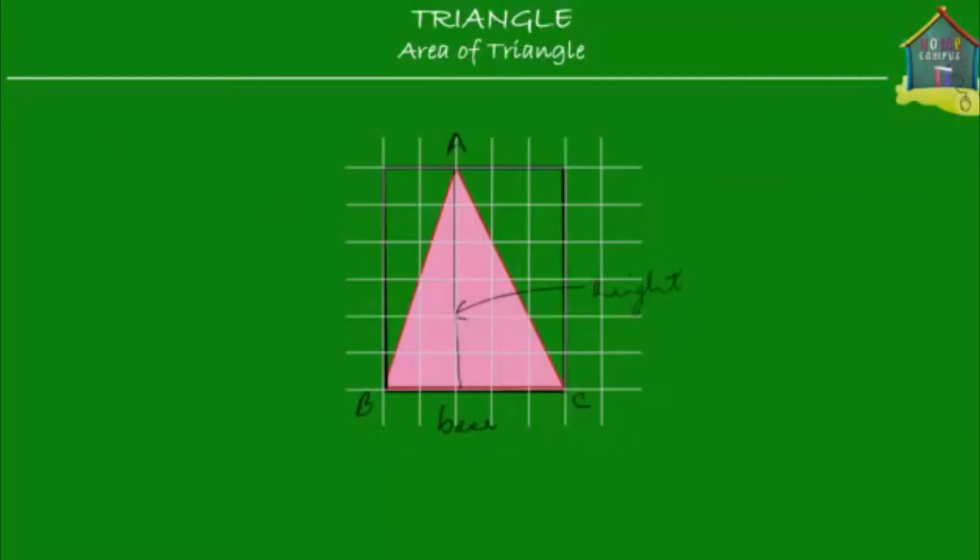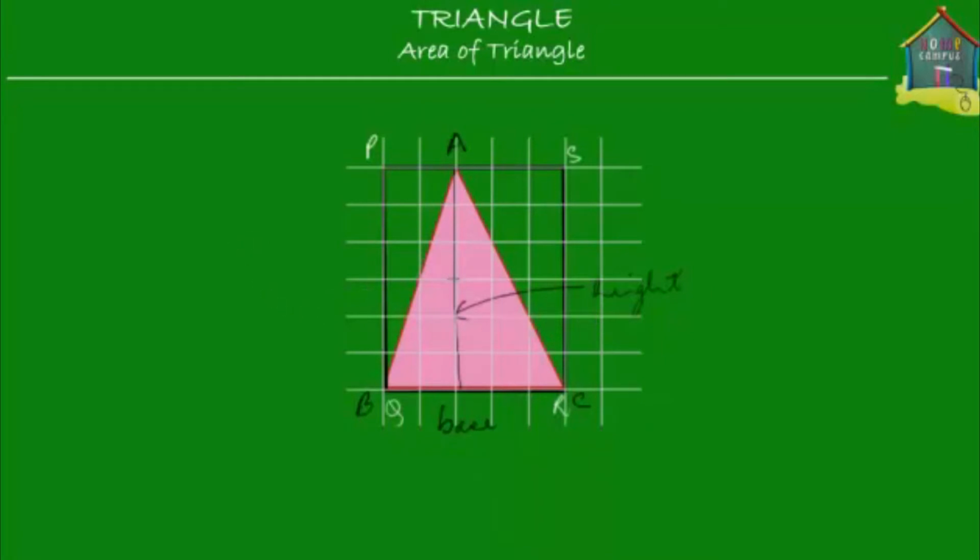Let's give it a name, say PQRS. So the area of triangle ABC, we'll see that it's equal to half of the area of the rectangle PQRS, and PQRS is the rectangle made of the base and the height. So let's do that.